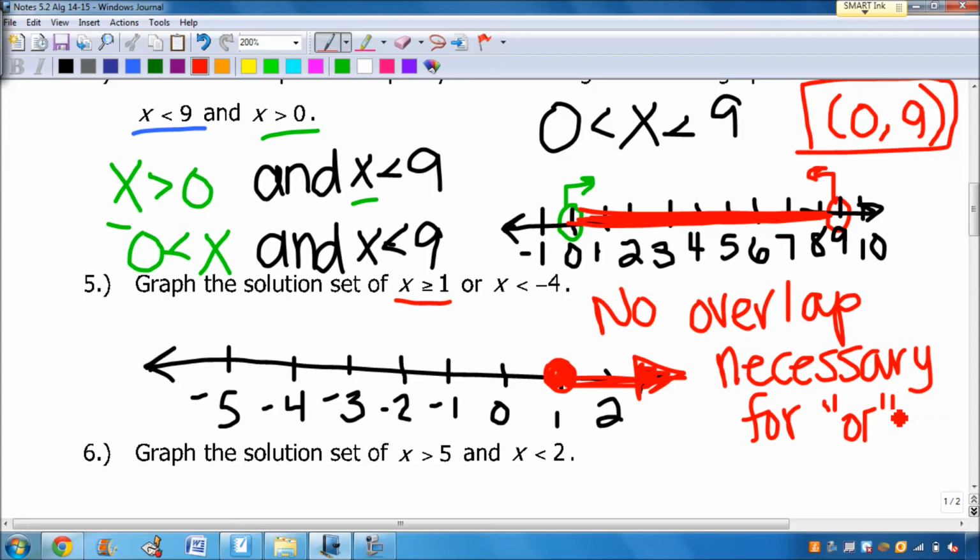Okay, and then we'll do the same thing with x is less than -4. I would start right at -4, and then I would go to the left because it's less than, and again, same thing, no overlap is necessary.